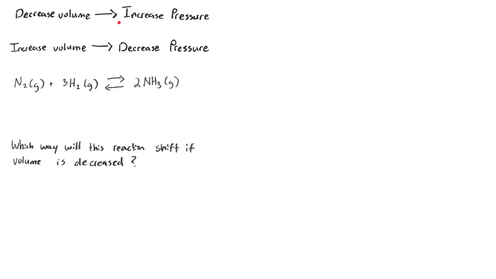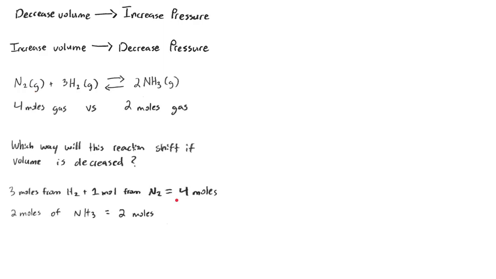The first step to answering this question is to count up the total amount of gaseous moles on each side of the reaction. And you do this by adding up the coefficients of your gases on both sides. When we do that, we'll see that our reactants have a total of 4 moles of gas, while our products have a total of 2 moles of gas. If pressure is increased on both sides, the reactants will be more affected because there are more reactants than products. In order to compensate for this increased stress on the reactant side, the reaction will shift to the right.